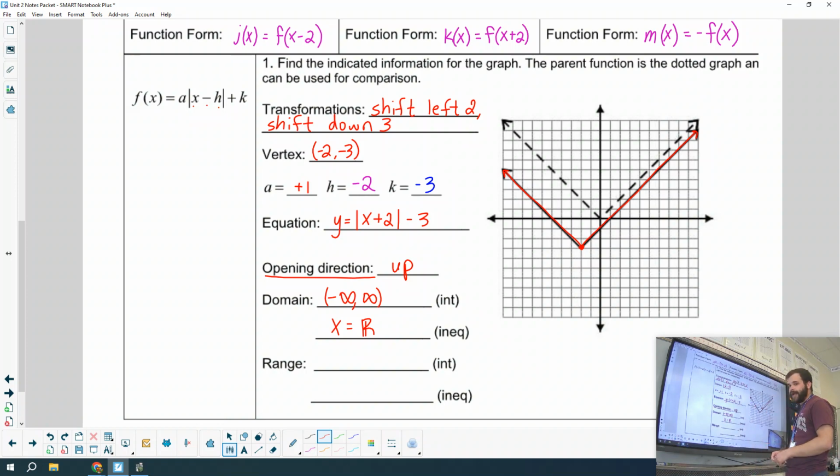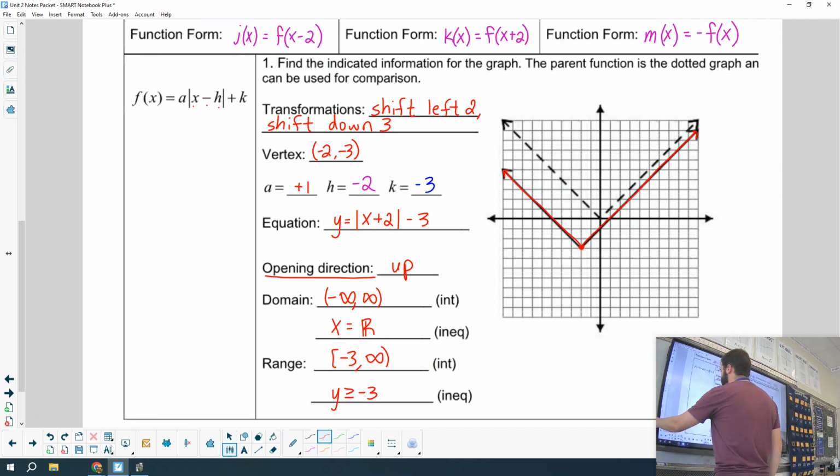So for my range, we're instead going to have to think about, okay, how far up does it go? How far down does it go? So for this one, it's going to go all the way up, but it's going to stop here at -3. So what does that mean? That means that my y is greater than or equal to -3, or we could write it like this, brackets, -3 to infinity. So that's really all there is to it.